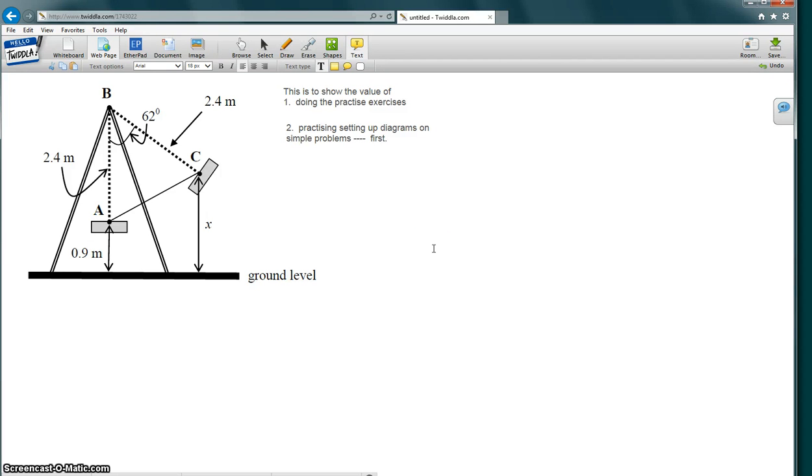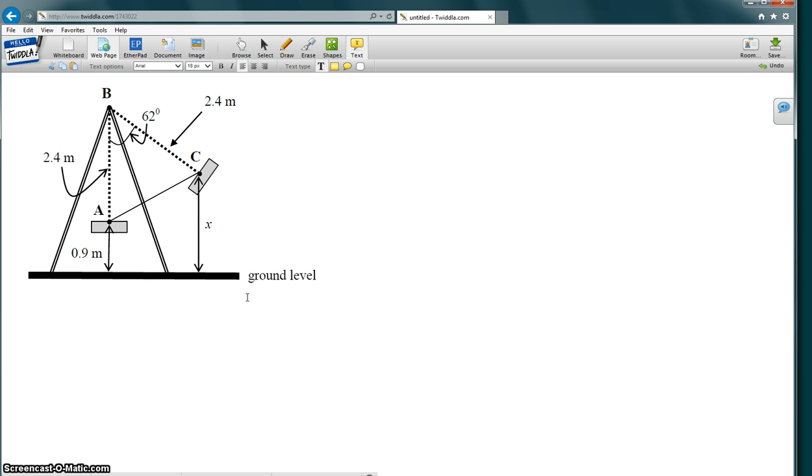Hi. The main purpose of doing this is I'm not going to finish the problem for you. It's to show you the value of doing the practice exercises and also to practice setting up diagrams on simple problems first before you get to problems like this one. So obviously we need to chop down this diagram.